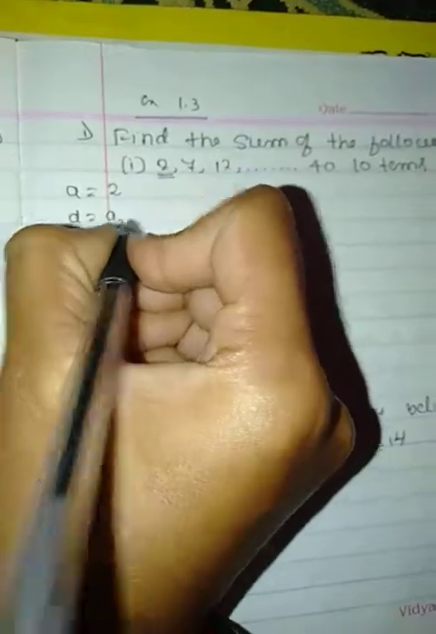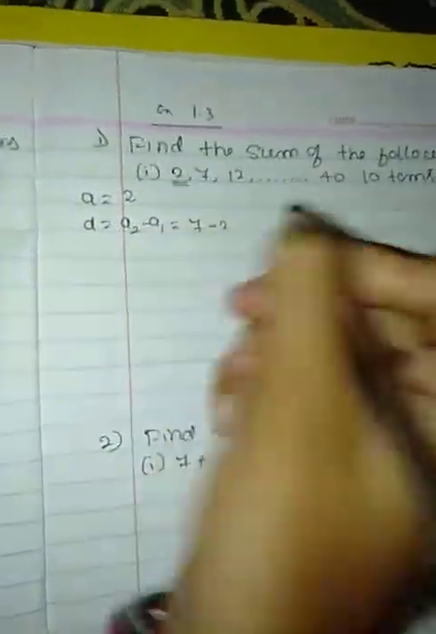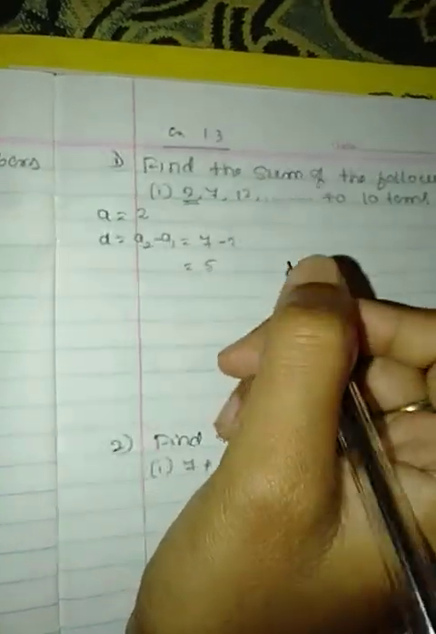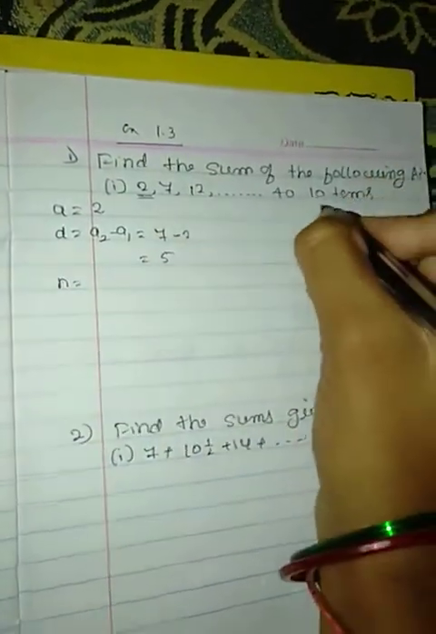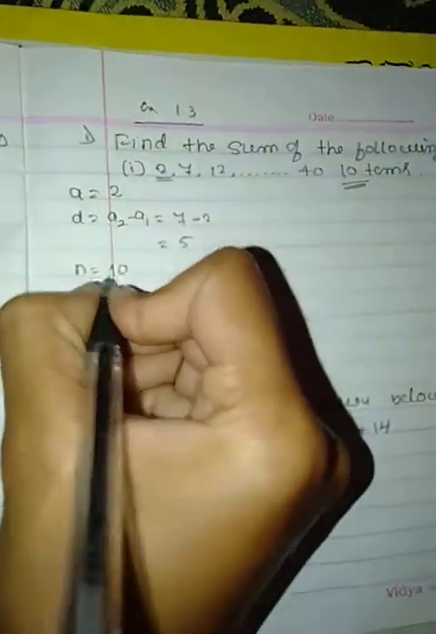Okay, so first write down what they have given. Here a is equal to the first term, which is 2. And d, the common difference, is a2 minus a1. Here a2 is 7, a1 is 2, 7 minus 2 is 5. Next, n. The given n is 10 terms. So here n is 10.